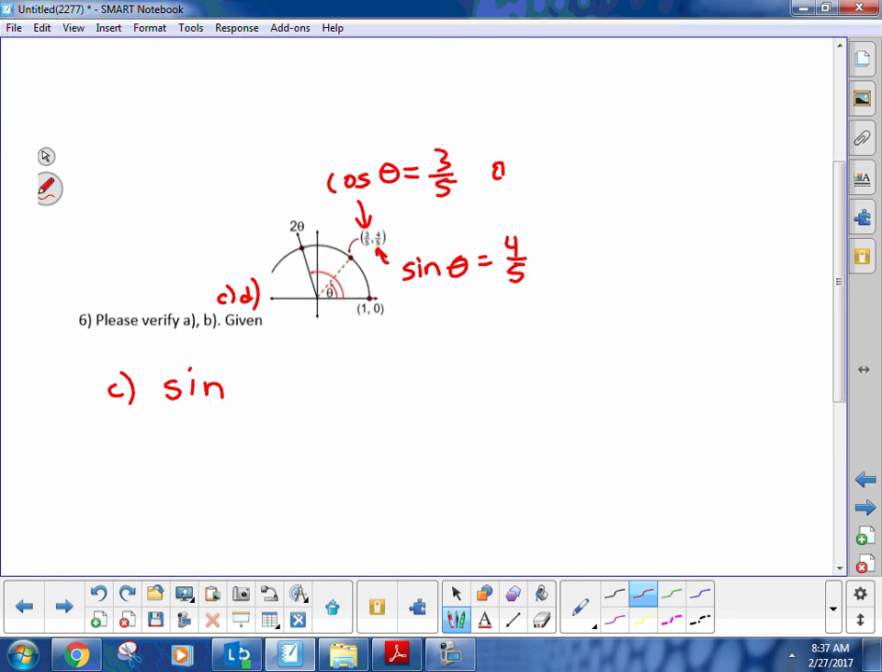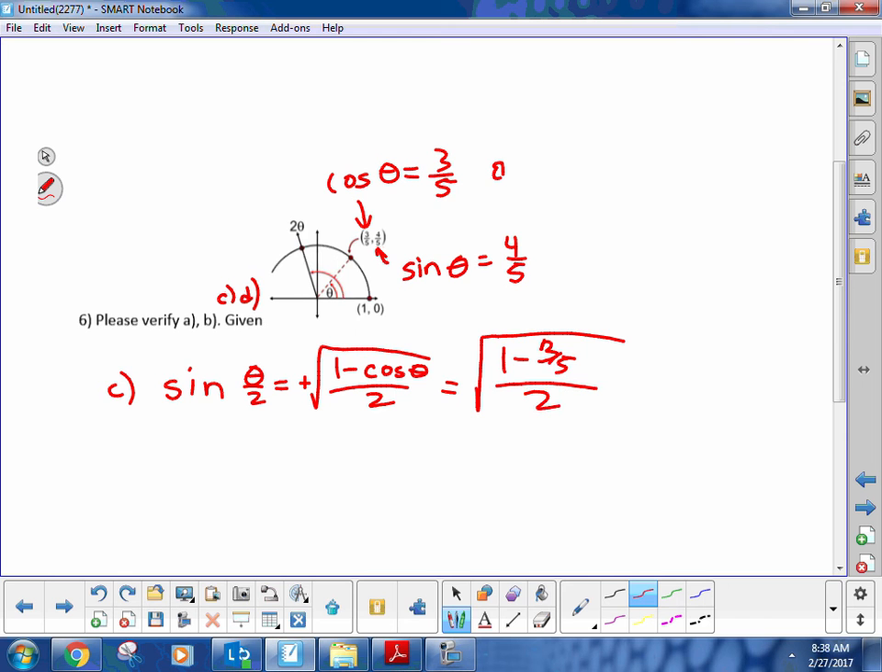So remember, this angle is in quadrant 1, so we can use the positive version. In this case, we're going to do the positive square root of 1 minus cosine theta divided by 2, which means we're going to do the square root of 1 minus, yes, no, 3/5. It's going to be 3/5 on all these half angles. This is 5 over 5, the common denominator. So this comes out to 2 over 5 divided by 2.